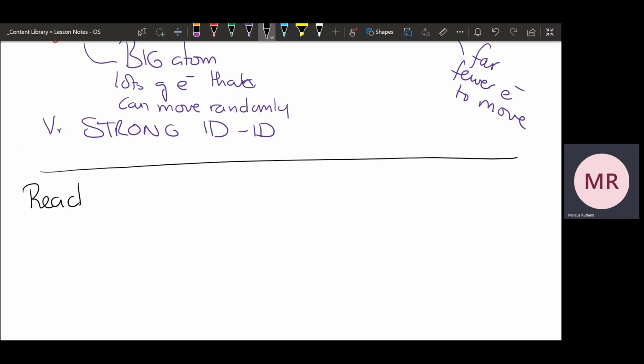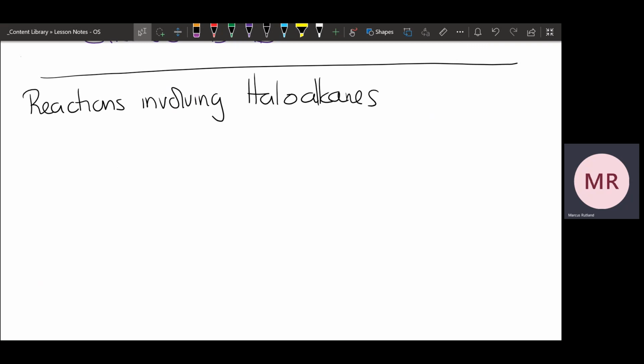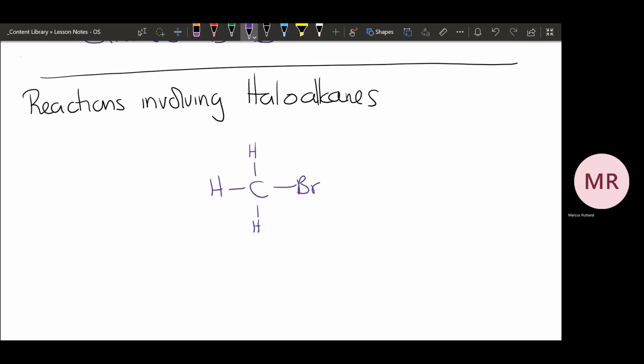And then reactions involving haloalkanes. So there's going to be a fair bit more detail about these reactions, but this is just what you need to know in terms of the reagents and conditions and what you can form. So here is a haloalkane. Let's have a bromine. So you need to know that you can make that.